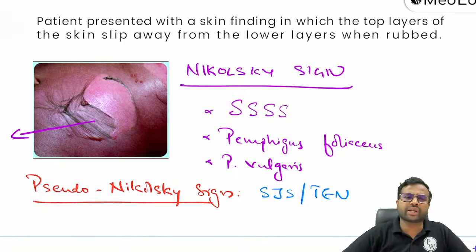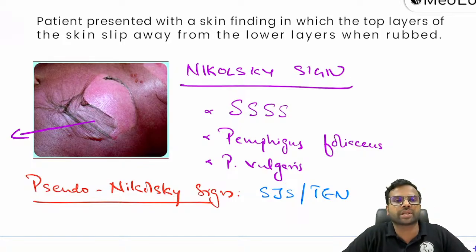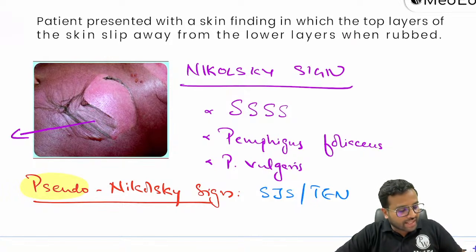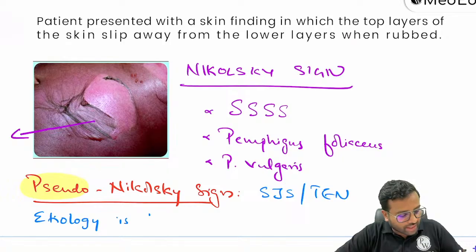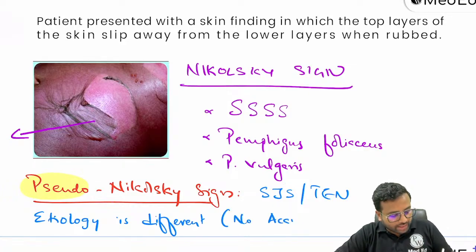Now, what is the difference? Because clinically it is the same sign, right? Clinically you are just applying a tangential pressure and the skin is peeling off. But why do we call it a pseudo-Nikolsky sign? The reason is that the etiology is different, because there is no acantholysis.